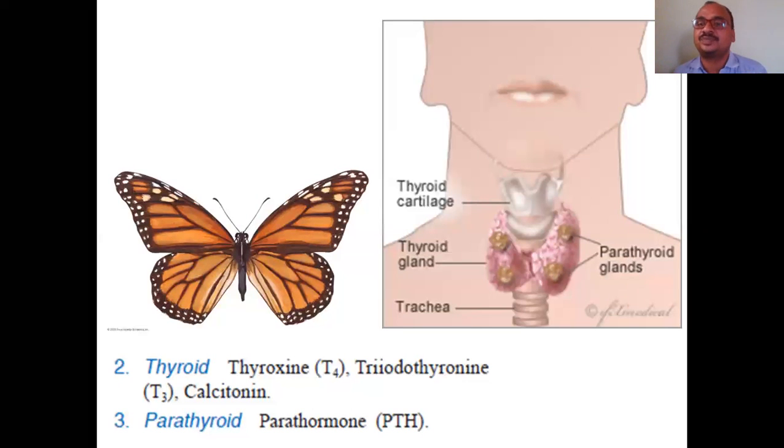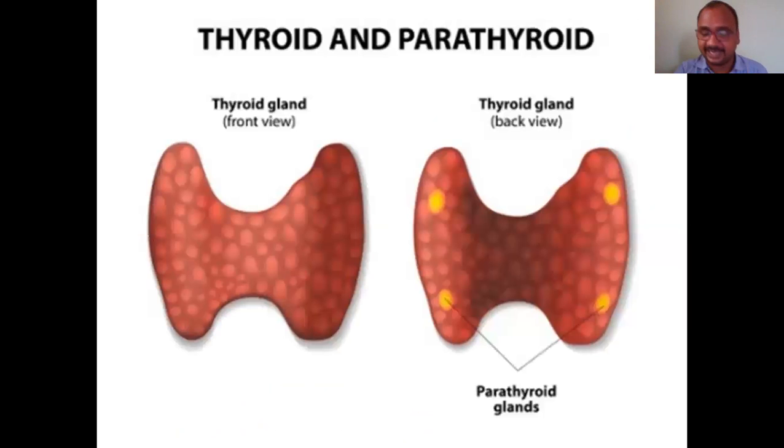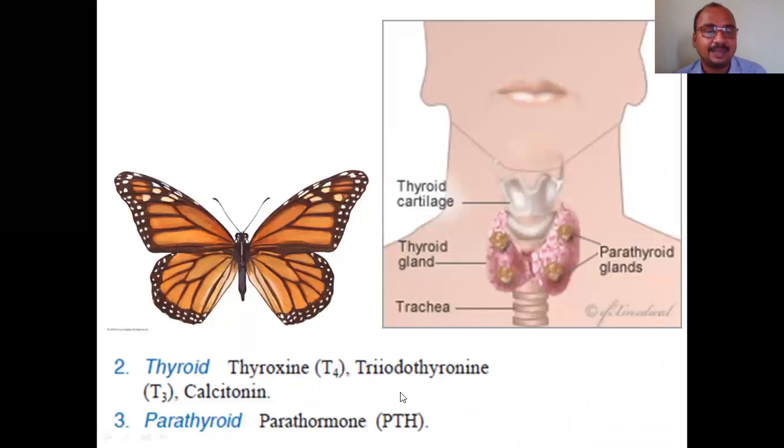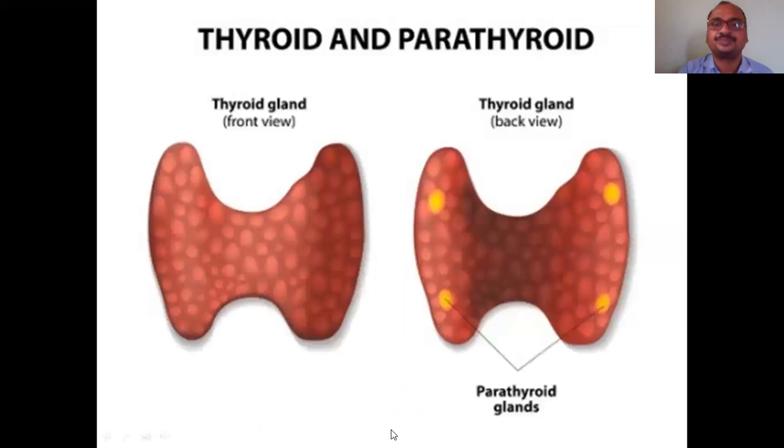Very important: on each lobe, there are 2 parathyroid glands. Here 1, 2, 3, 4, parallelly. That's why it is called parallel. These two are parallel, these two are parallel. That's why it is a parathyroid gland. It releases the parathormone. The name itself indicates it: parallel, parathyroid gland, parathormone.